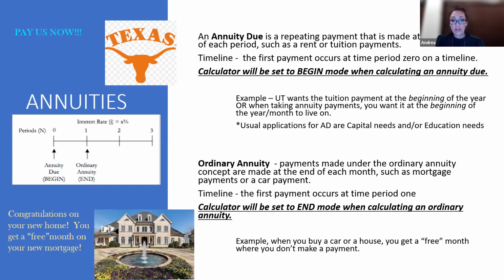An ordinary annuity is when the payments are made at the end of the month, like a mortgage.